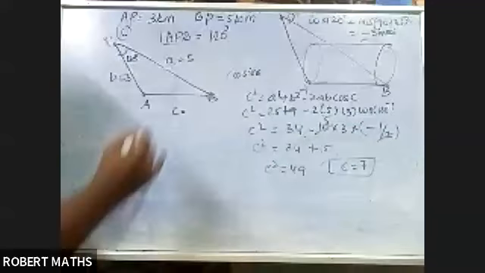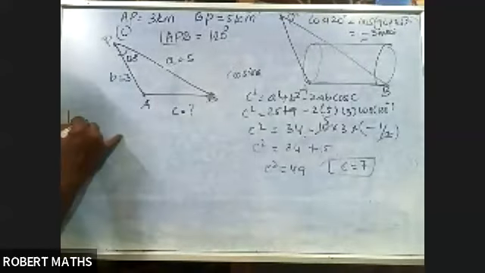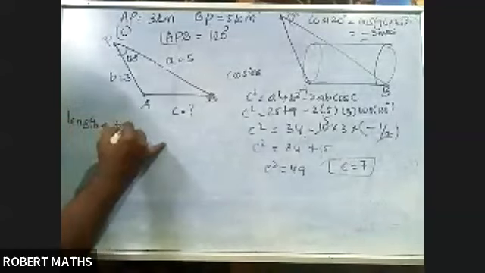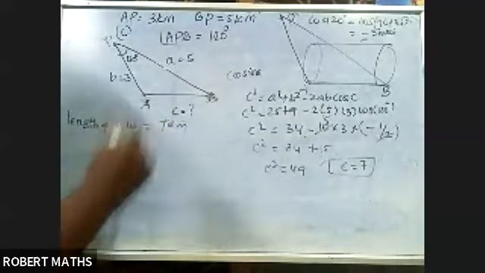Our C is nothing but your AB. AB is nothing but the length of the tunnel. Therefore, the length of the tunnel is equal to 7 kilometer. Therefore, you can write this as 7 kilometer.